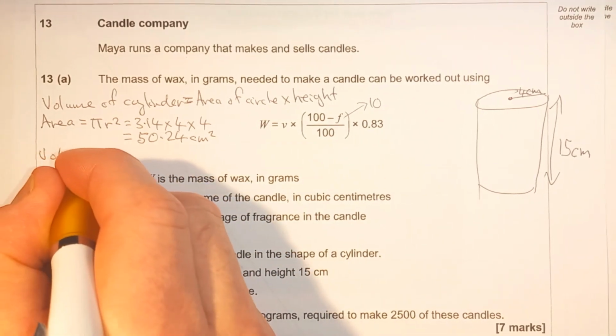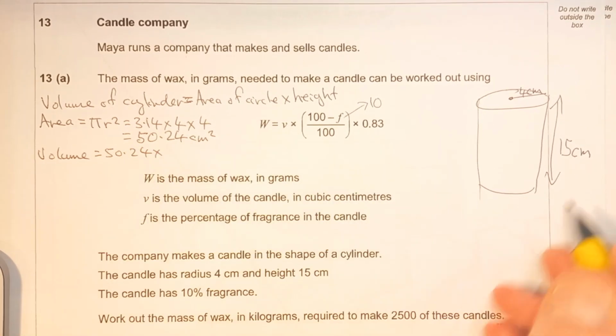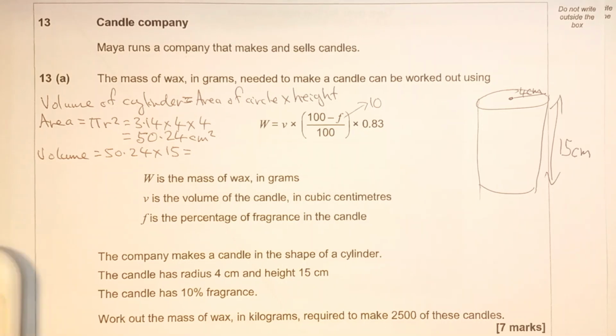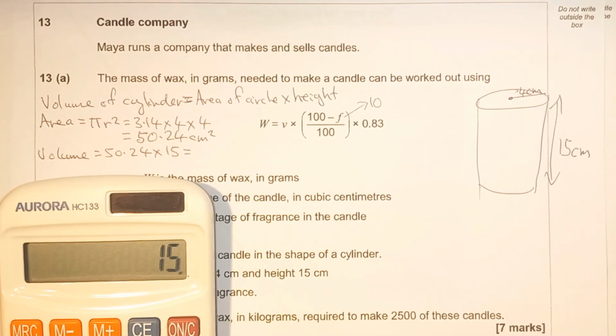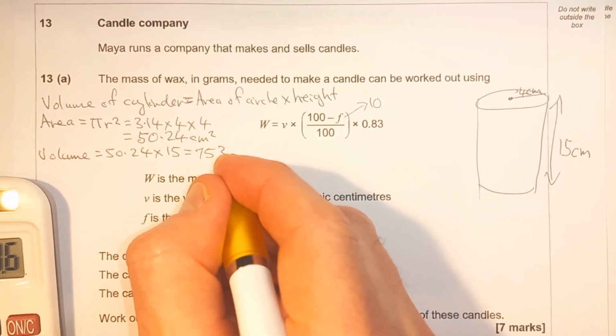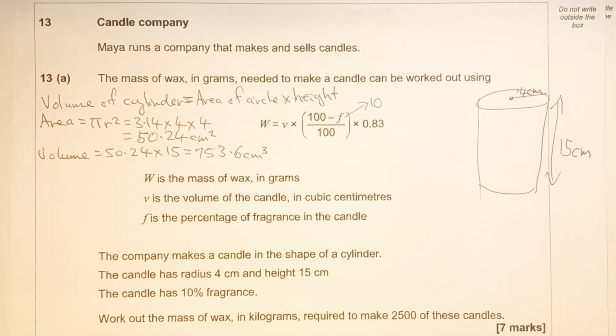Right, now we need to multiply it by the height. So the volume is going to be this 50.24 times the height, which is 15. So that's 753.6 centimetres cubed, or cubic centimetres, depending on how you want to say it. Okay.